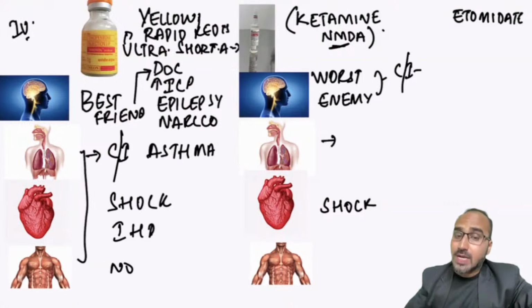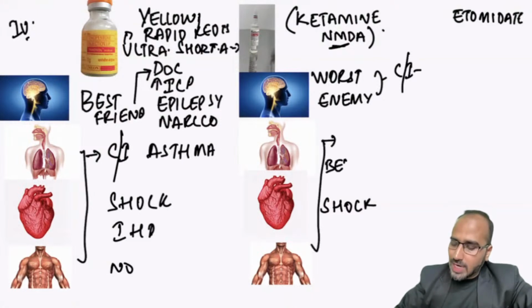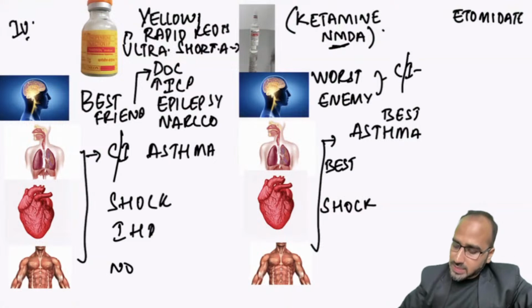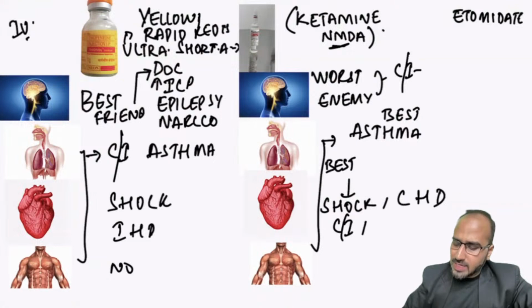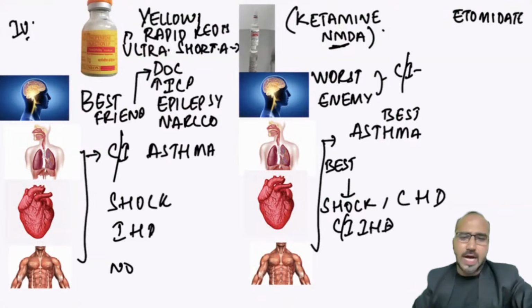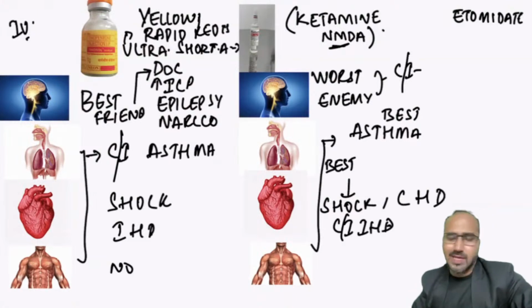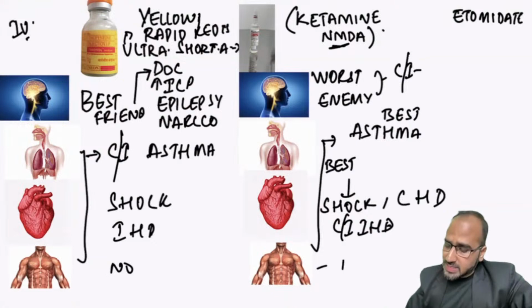Okay. Next, for the lungs, we need to remember it is a best friend. Best friend for all other systems. That is, it is best for asthma. It is the best IV induction agent for asthma. It is the best IV induction agent for shock as well as cyanotic heart disease. But again, it is contraindicated in ischemic heart disease. Why? Because it increases the heart rate and all. The workload of the heart will be further increased. Okay? And in muscles, it will increase the muscle tone.